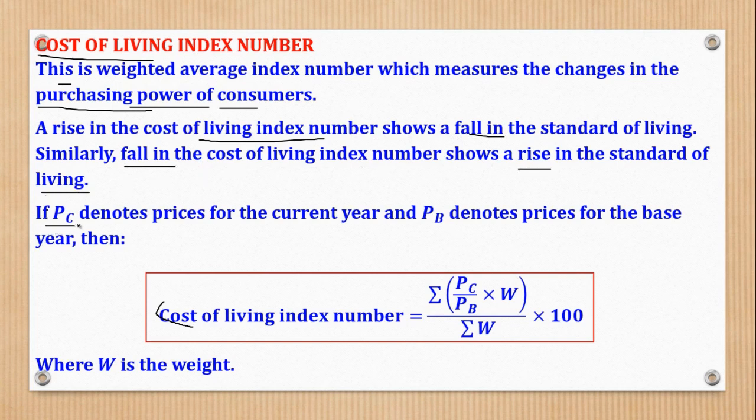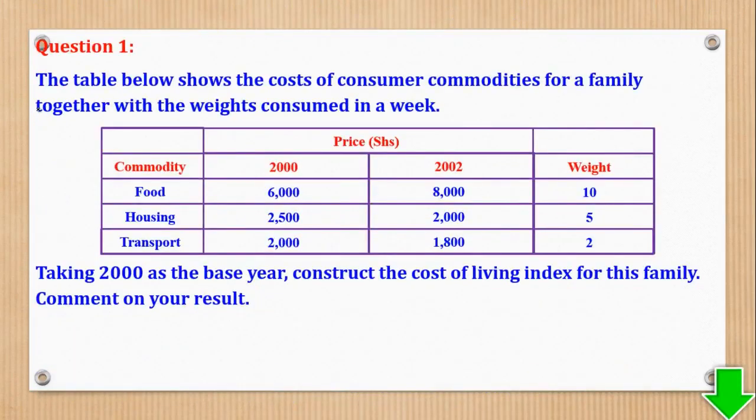So if PC is the prices in the current year and PB are the prices in the base year, then the cost of living is given by this formula. I think you realize that it is the very formula which we used for weighted average index number. It's just this word which changes, and the type of items will also change. So with that, we shall go through these questions.